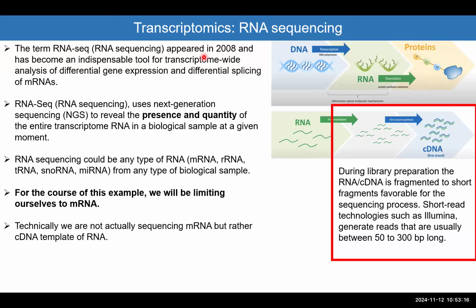And as I mentioned, the term RNA sequencing first came in 2008. It is one of the most useful tools right now in molecular biology in different labs, where you can study the whole transcriptome, and you can study differential gene expression, differential gene splicing, exons, and there are too many applications that you can get from RNA sequencing.